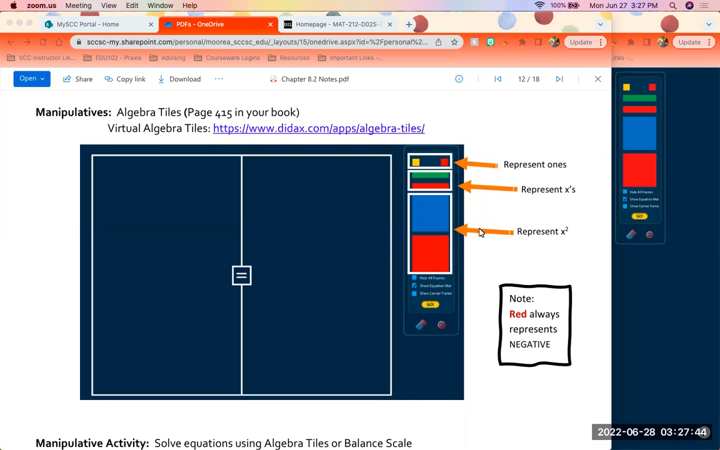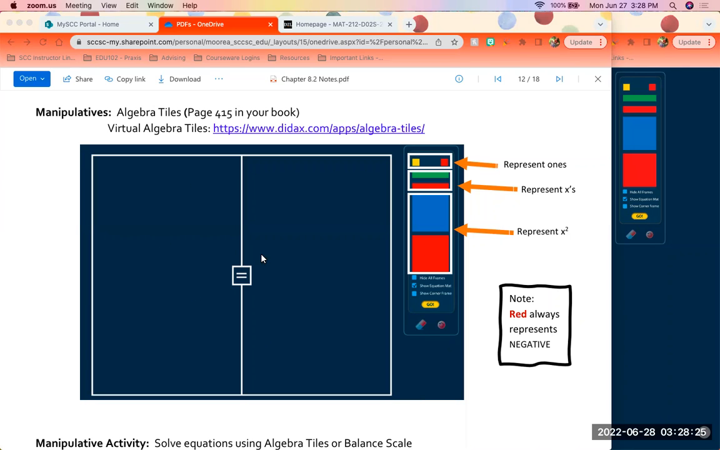The other note is that these red shapes are always going to represent the negative algebra tiles. If we're looking to represent -4, we would take 4 of these small one blocks, the red ones, that would be negative. If we're looking to represent +4, we would use 4 of the colored blocks, or in this case, yellow. Same thing with the x's. If we're looking to represent +3x, we would have 3 of these long rod rectangles. If we were looking to represent -5x, we would have 5 of the red x tiles.